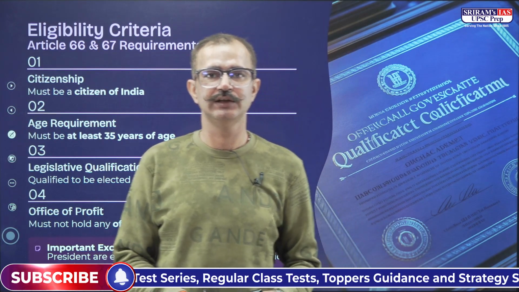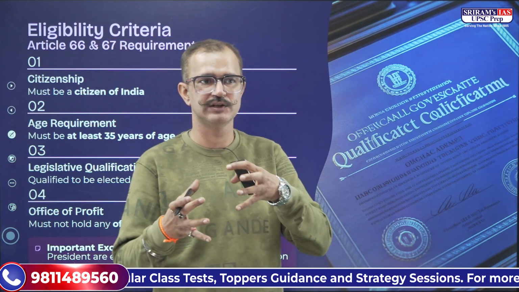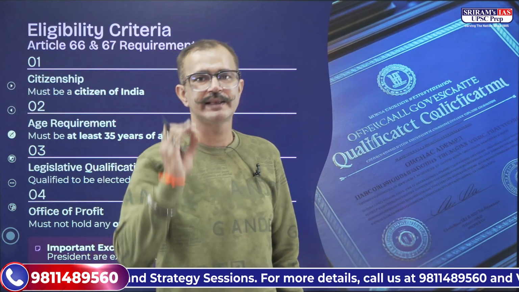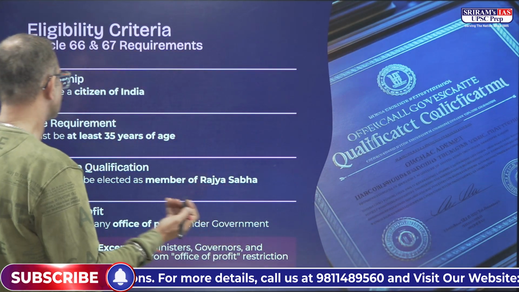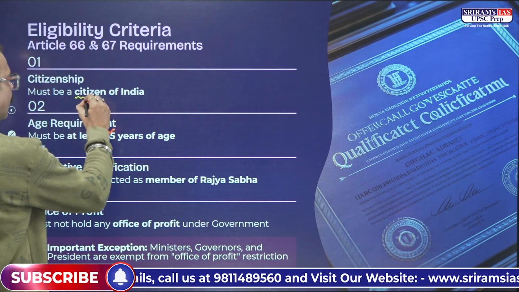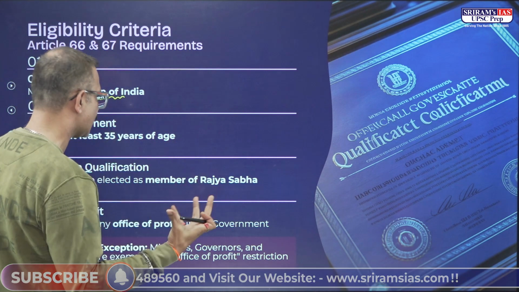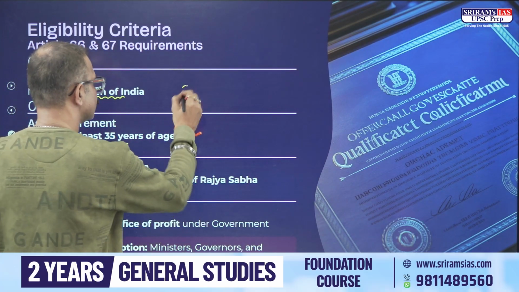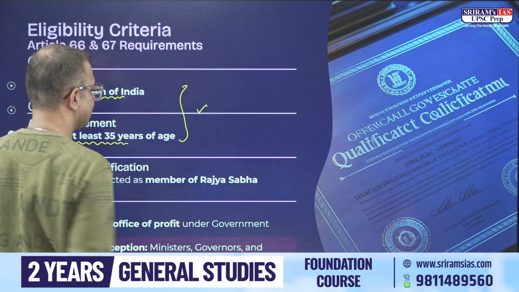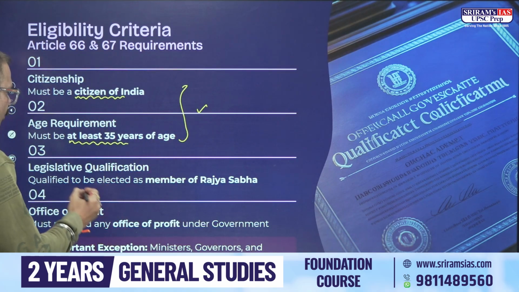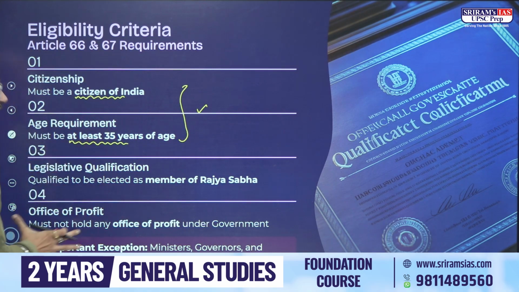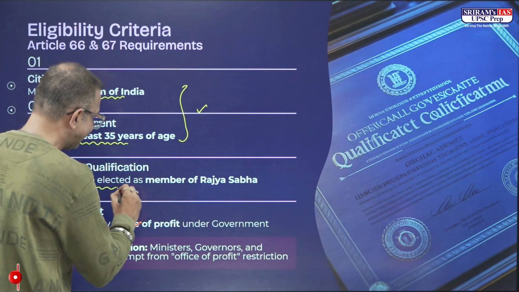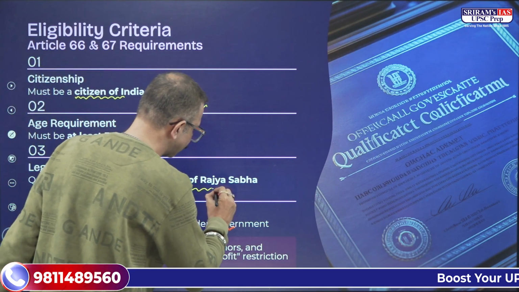Now, when it comes to eligibility, you will find that it is quite similar to that of the President, except for one thing that is different. In the President of India, I have told you that he must be a citizen of India. All right, he must be at least 35 years of age. So that is just exactly like the President of India. But over here, you will note that the legislative qualification is that he must be qualified to be elected as a member of Rajya Sabha.